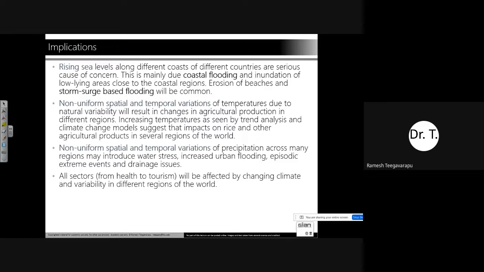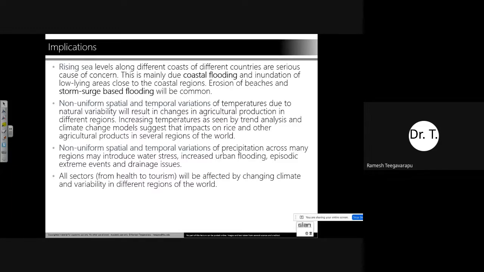So finally, the implications are that rising sea levels are of concern both in Florida, maybe many parts of India and Indonesia and Asia, in many parts of Europe, because coastal flooding will start happening. Low-lying areas will be inundated. Storm surge flooding is very common in our places, and nuisance flooding is a big problem now. And there's also non-uniform variations in temperatures that will affect agricultural production in many parts of the world, especially in Japan and India and Florida and other places where agricultural economy is big.